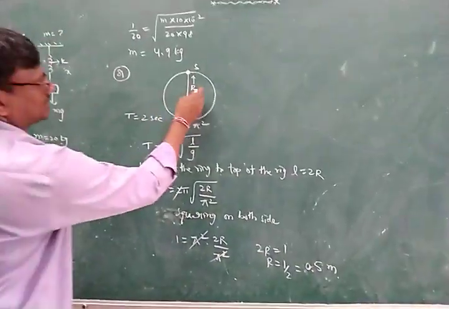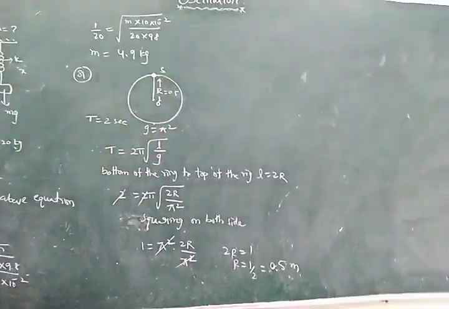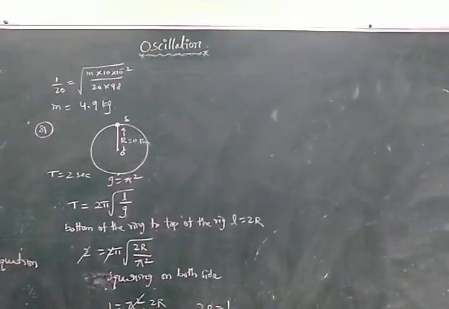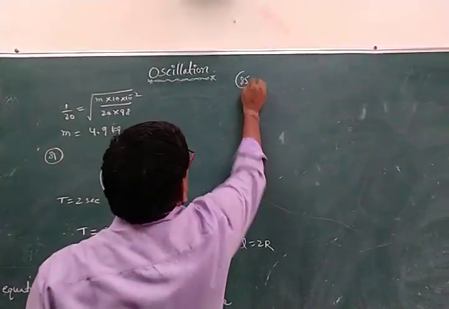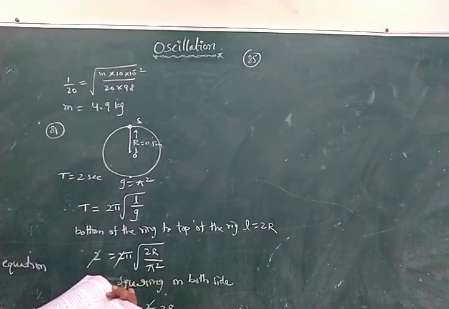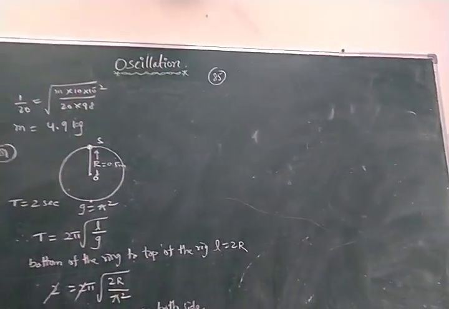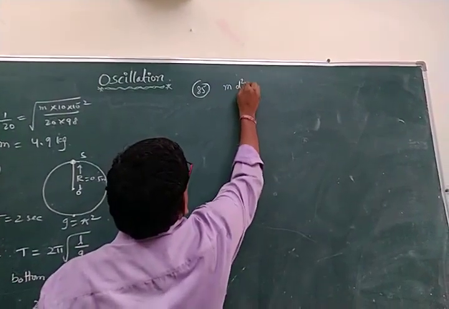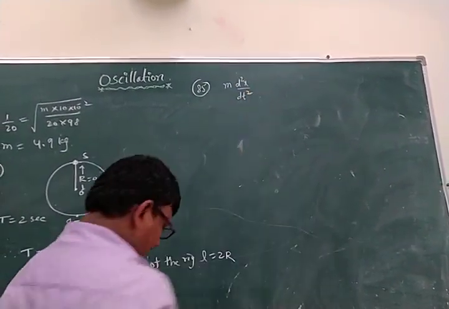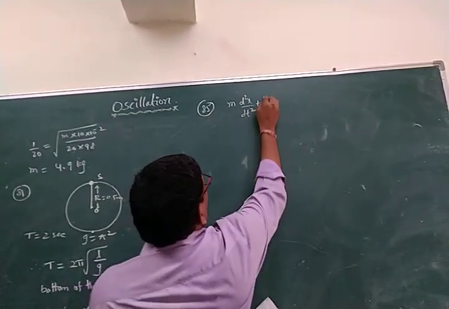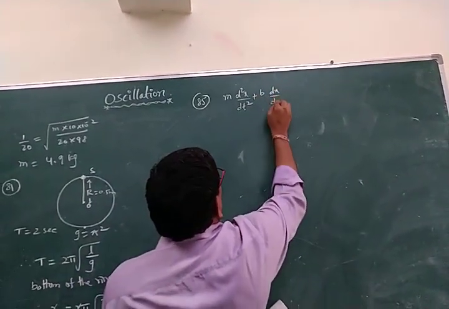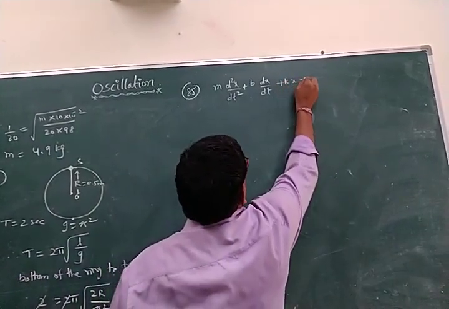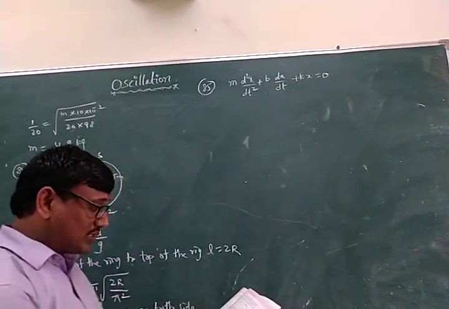The radius of this ring is 0.5 meter. And next, see question number 85. If the differential equation of damped oscillation is m d square x by dt square plus b into dx by dt plus kx is equal to 0, this is the equation of damped oscillation.